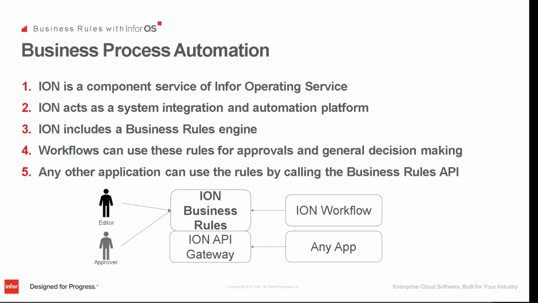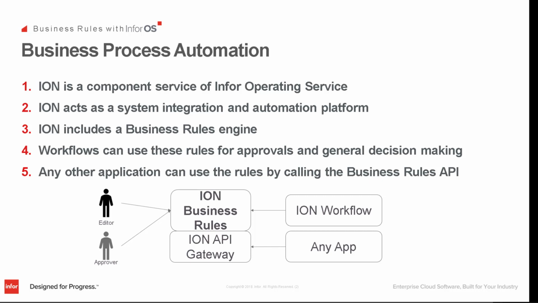ION is a component service of Infor Operating Services, and ION acts as a system integration and automation platform. That ION platform includes a business rules engine. And so when you're creating business process automation type flows, you can include rules from this business engine.